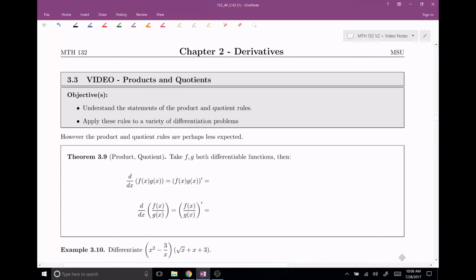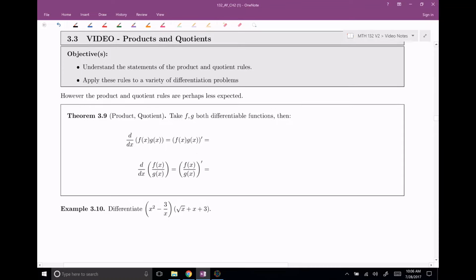Alright, welcome back everyone to our third and final video here in section 3. In this video we're going to be tackling products and quotients, right? So we're going to get this thing called the product rule and the quotient rule, and the claim is that these things are more complicated than maybe we would initially expect. So let's go ahead and take a look here.